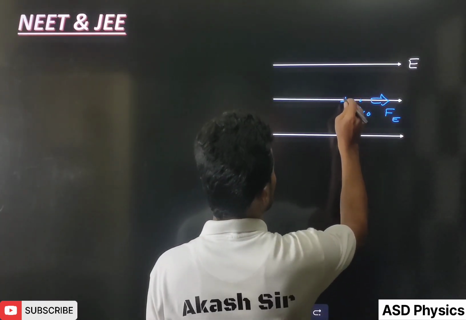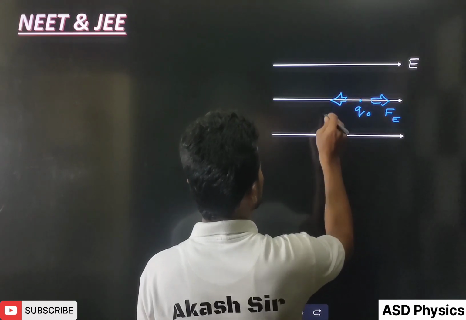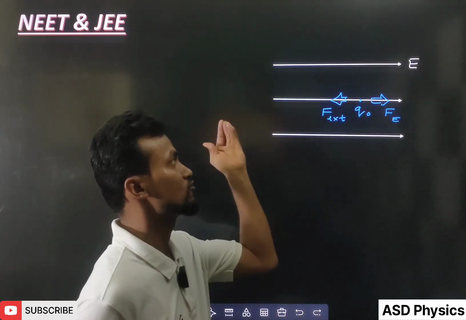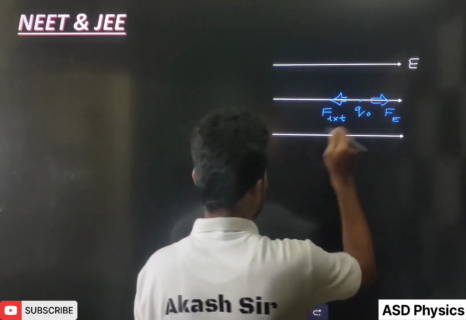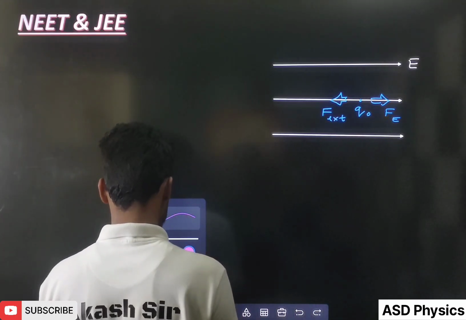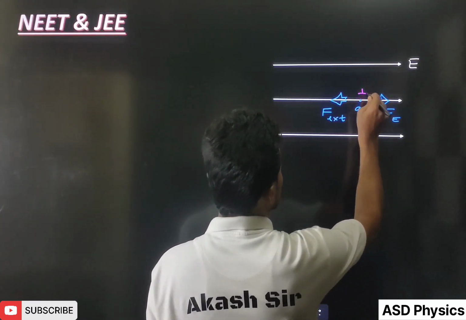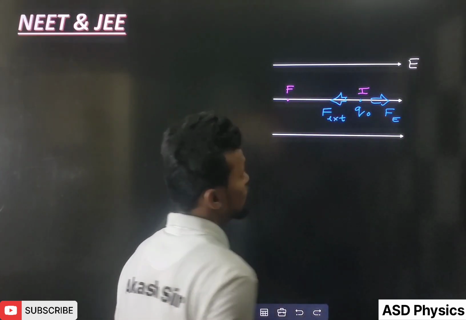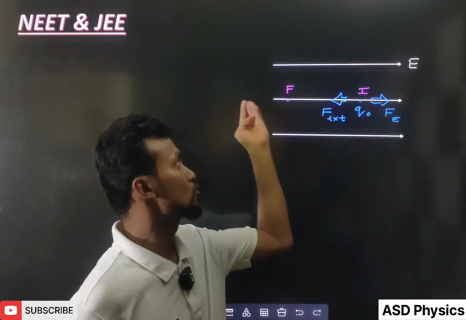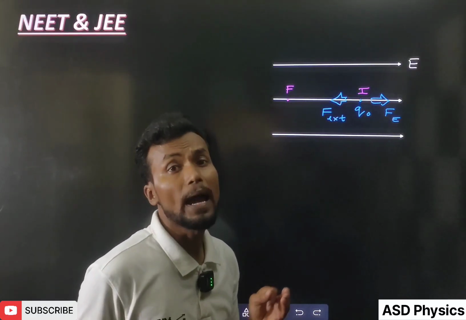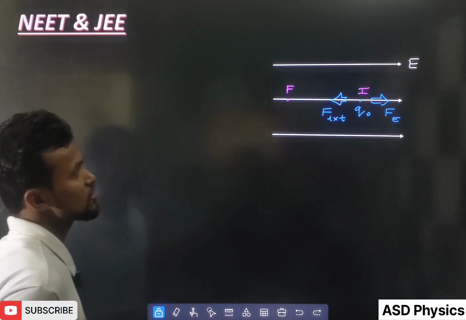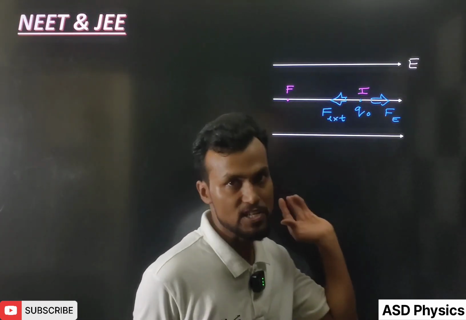Okay, now if I want to move this charge opposite to the direction of the electric field, I have to apply an external force. Let's take the initial point as I and the final point as F, is it? So the charge is moving from I to F under the application of an external force. So in this situation work will be done by this external force.